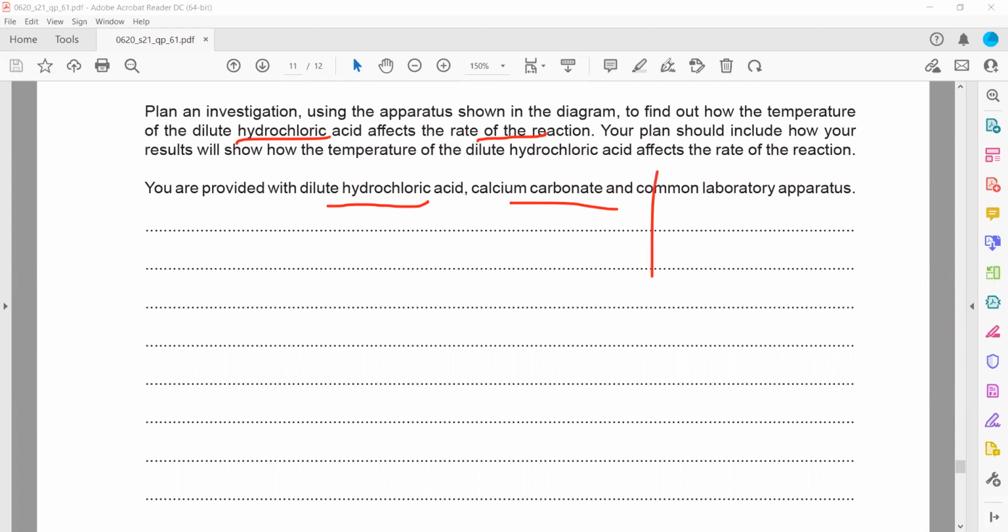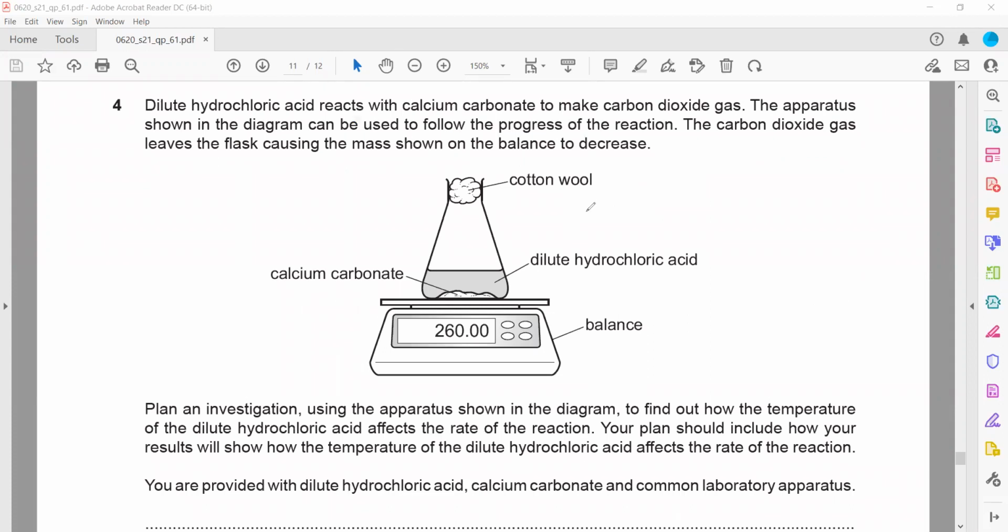And then we will repeat the experiment with different temperatures, either increasing or decreasing the temperature, to identify the effect. So first, the steps. First thing, we should mention how we measure the rate or the speed of this reaction.